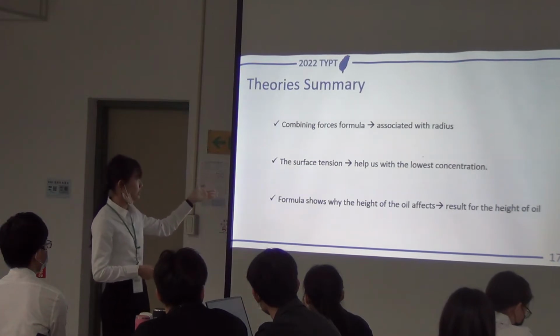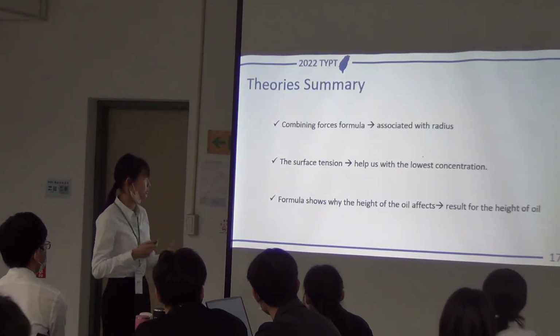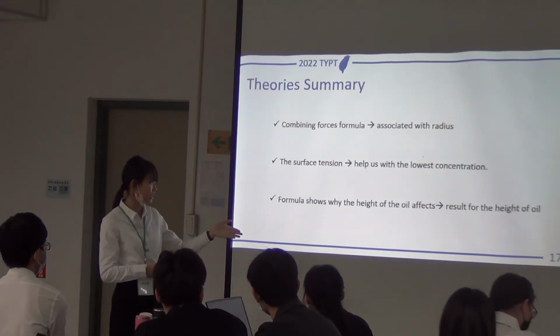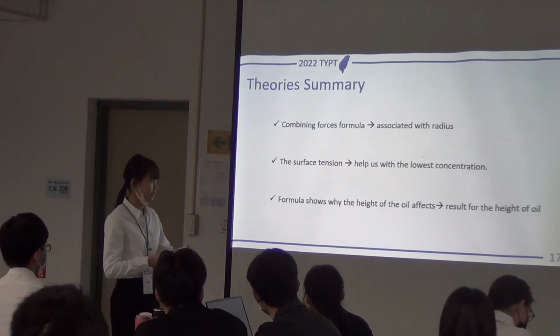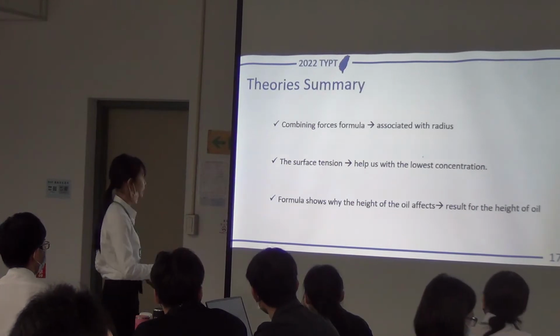First, we combined all the forces and got the formula, and we found out this motion is associated with the radius and the surface tension, and that will help us find the lowest concentration. And then we got the formula that shows how the height of the oil affects it, and we'll have the result of the height of oil in our following report.